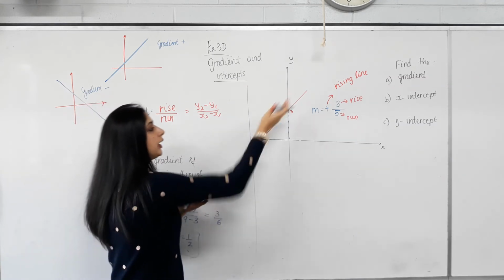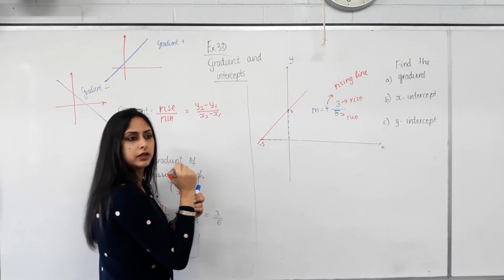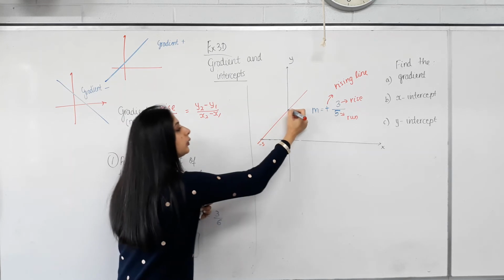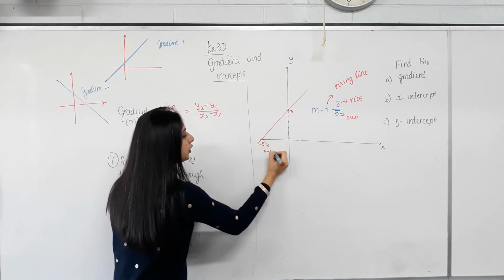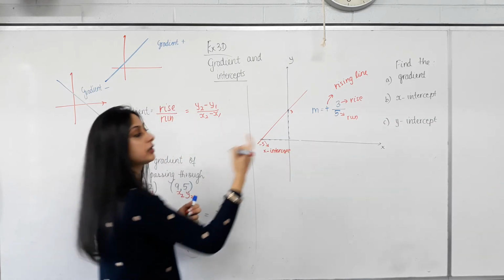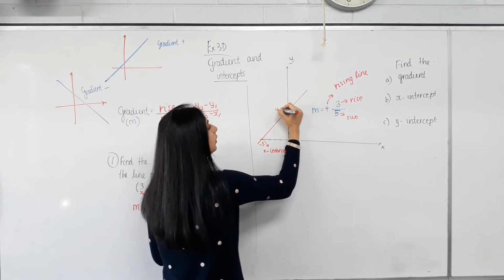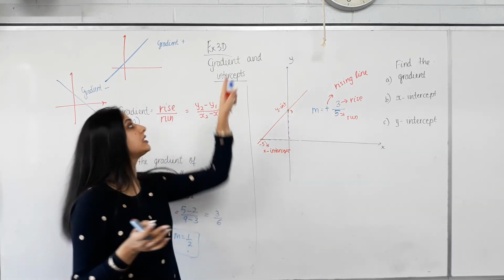Now, is this a straight line, the red one? Is it cutting the x-axis at a point? Yes. Is it cutting the y-axis at a point? Yes. So the point where it cuts the x-axis is called the x-intercept. The point where it cuts the y-axis is called the y-intercept. Okay, it's not intersect, it's intercept.